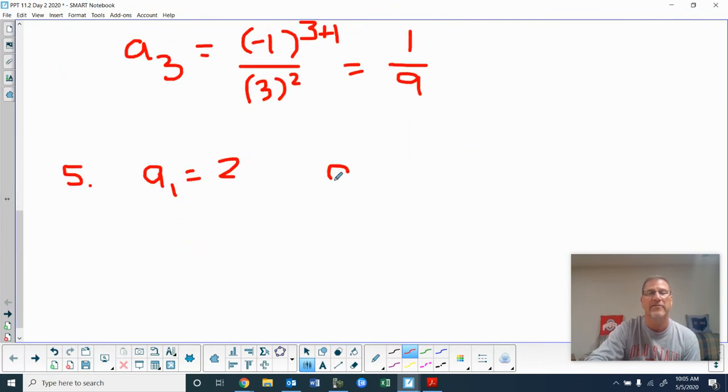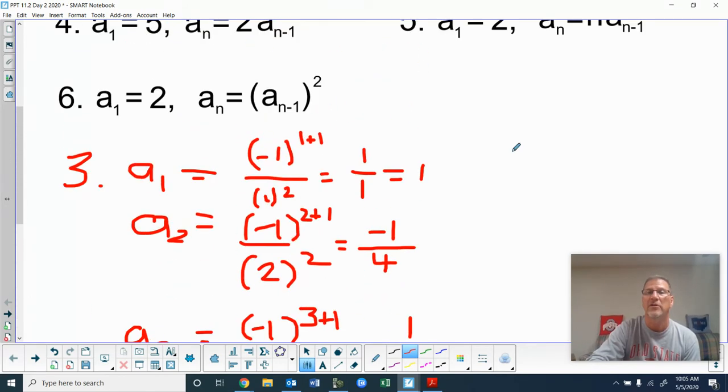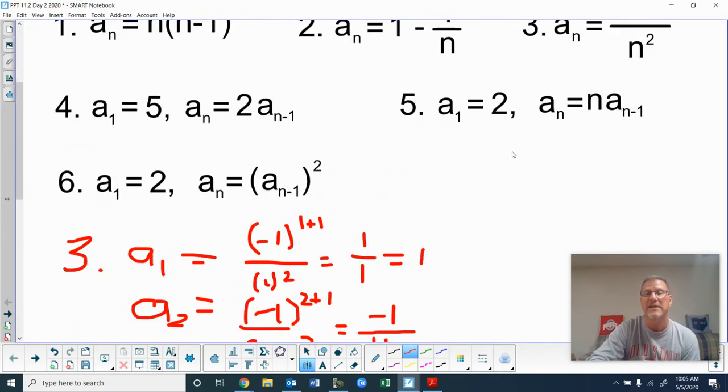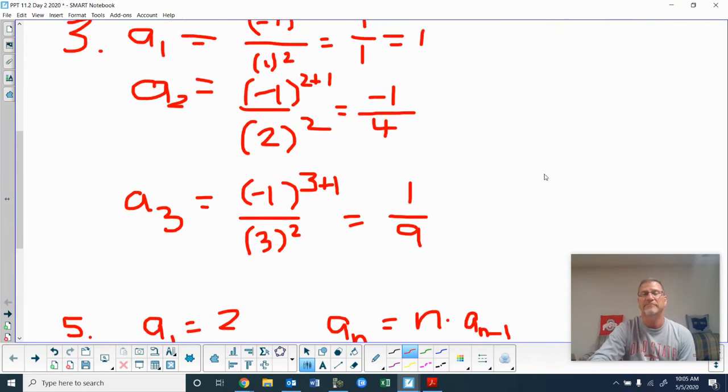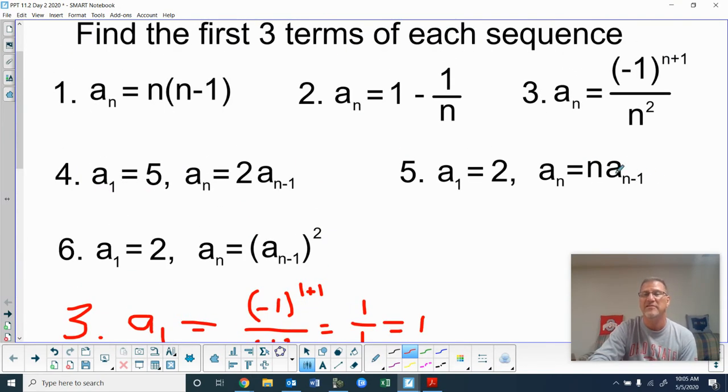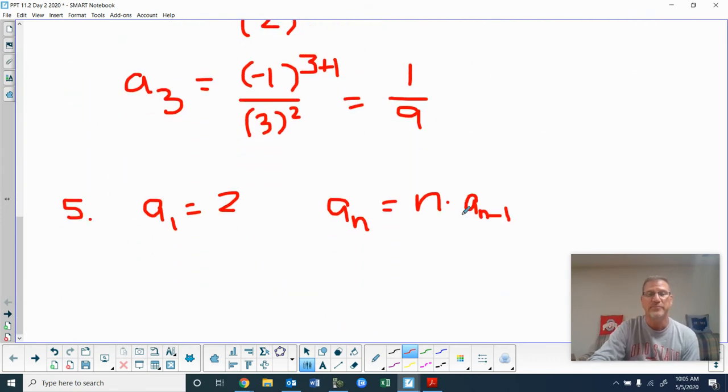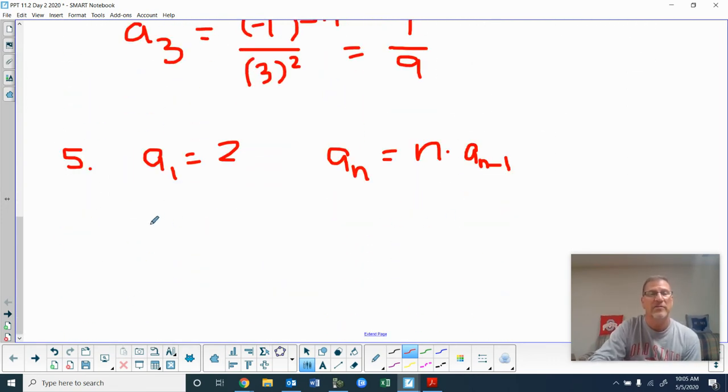And then the nth term was equal to n times a sub n minus 1. Remember, a sub n minus 1, when you see that, means the previous term, the term before. Okay? So I got the first term.